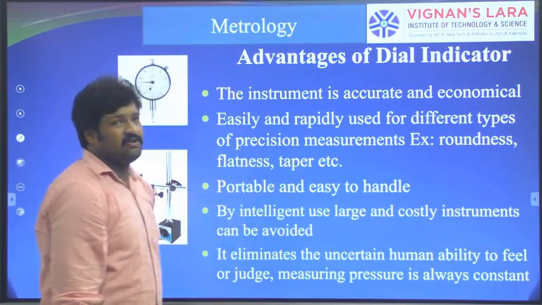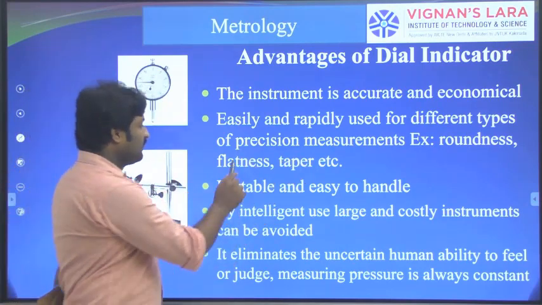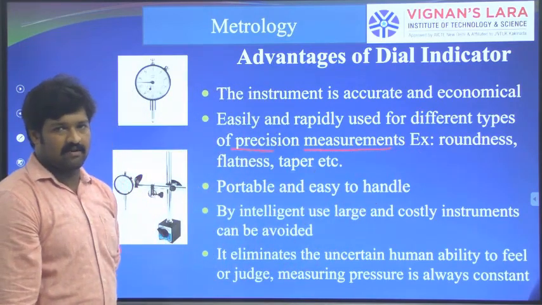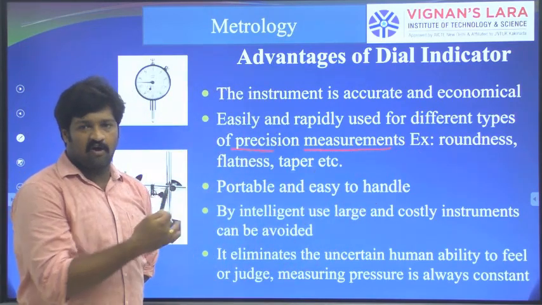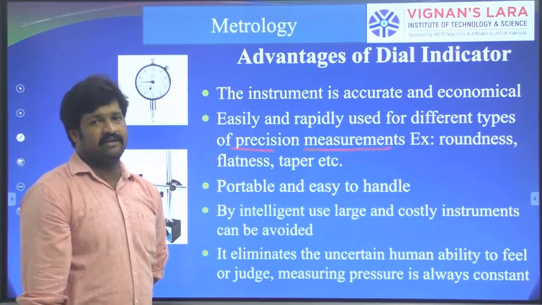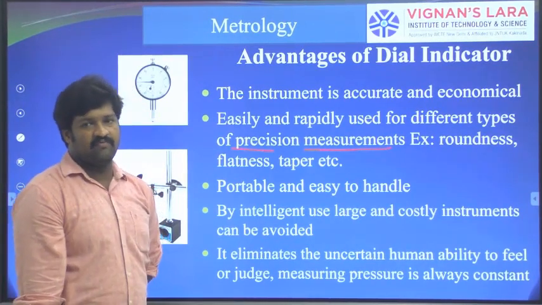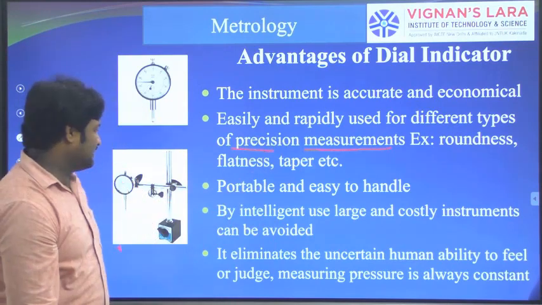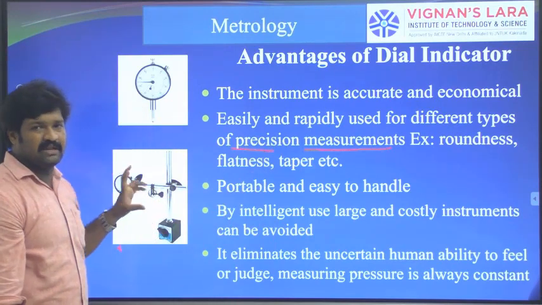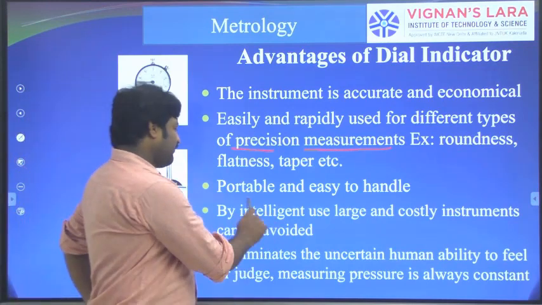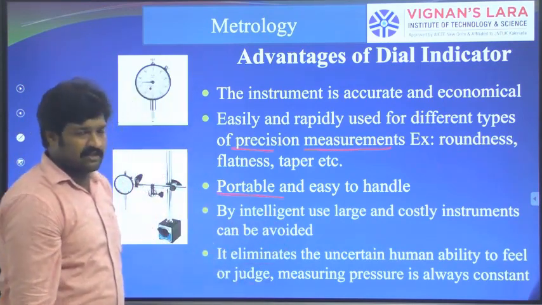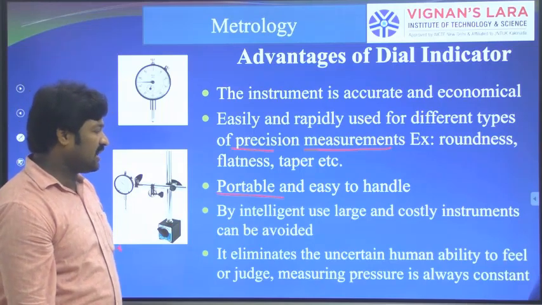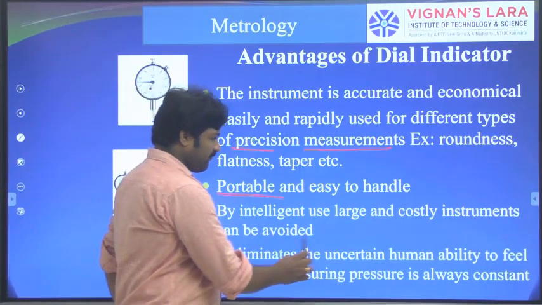Next, easy and rapidly used for different types of precision measurements. Example, roundness, flatness, taper, etc. We already discussed that various forms, it means various shapes, can be identified, like roundness, circularity, ovality, etc. So next, portable and easy to handle. The device is very small, so it can be easily handled and it can be moved from one place to another place.